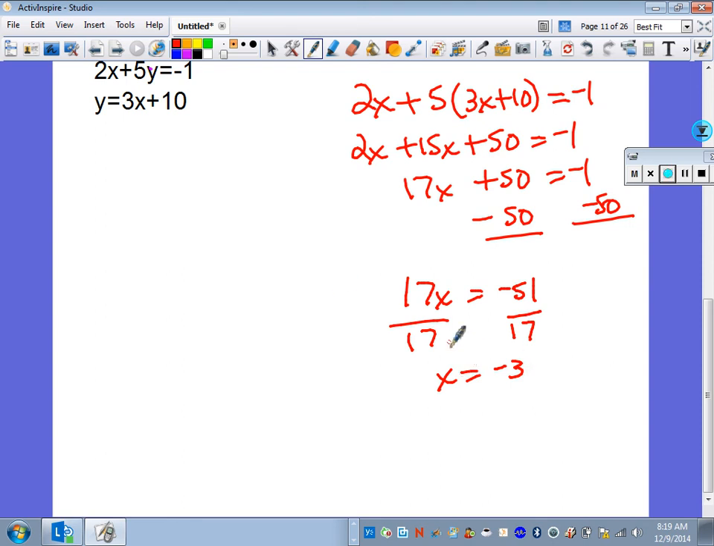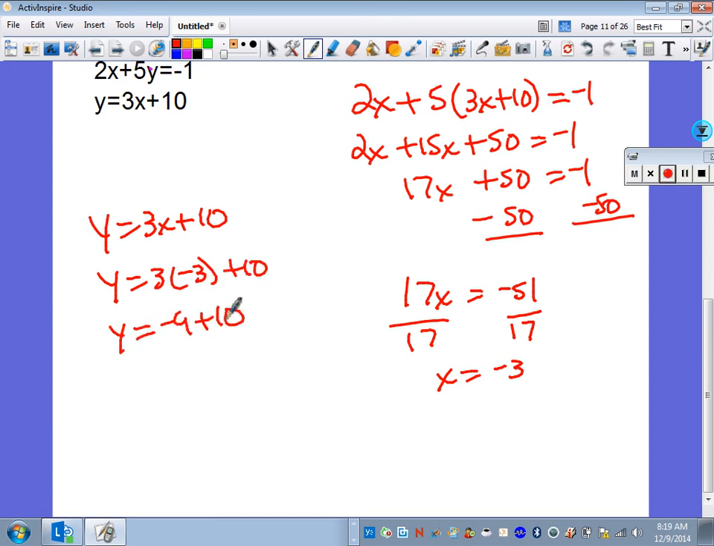Now that I know what x is, I'm going to substitute it back into this one. Now, you could use this one, but to me this one's easier. That's why I'm using it. So y equals 3x plus 10. Y equals 3 times negative 3 plus 10. So y equals negative 9 plus 10. Y equals 1. So my ordered pair is negative 3, 1. Okay? So a couple more examples just so you can see kind of what that's like.